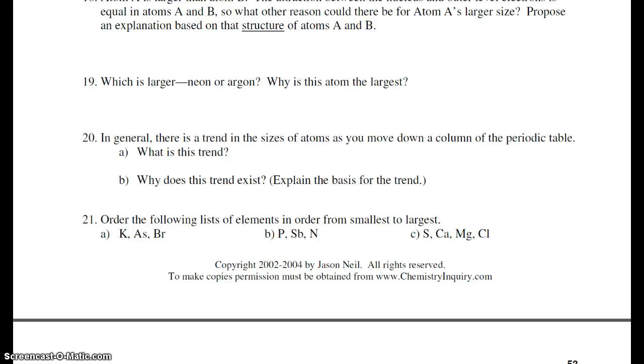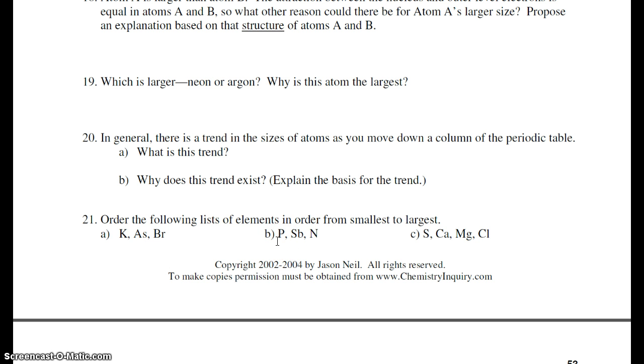In 21, they want you to order these three elements from smallest to largest. So hopefully you have a periodic table and you are able to put them in the correct order. A, we have potassium, arsenic, and bromine, and you're putting them from smallest to largest. So bromine is the smallest, then arsenic, then potassium.